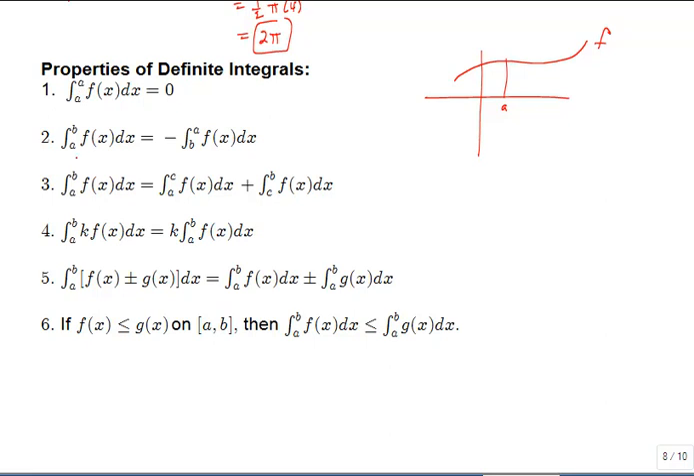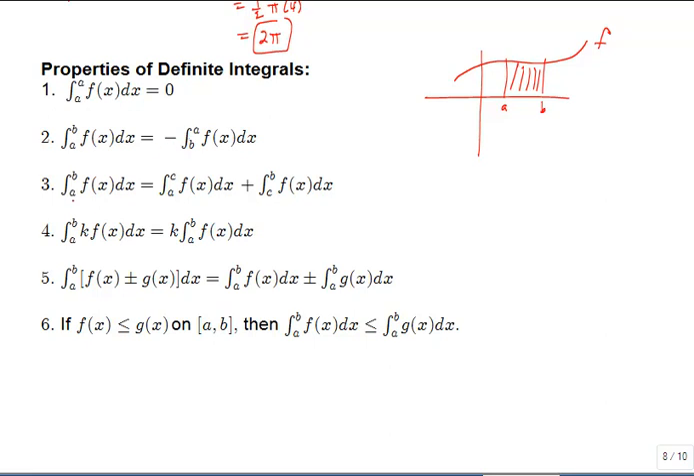The next one here says the integral from a to b, so that area right there, is the same as negative the integral from b to a. So there's kind of a direction involved here. If I integrate from a to b, I'm going to get the answer that I would get going from b to a, but opposite sign. Okay? So if you switch the bounds of integration around, you have to flip the sign out front. That's what this one is saying.